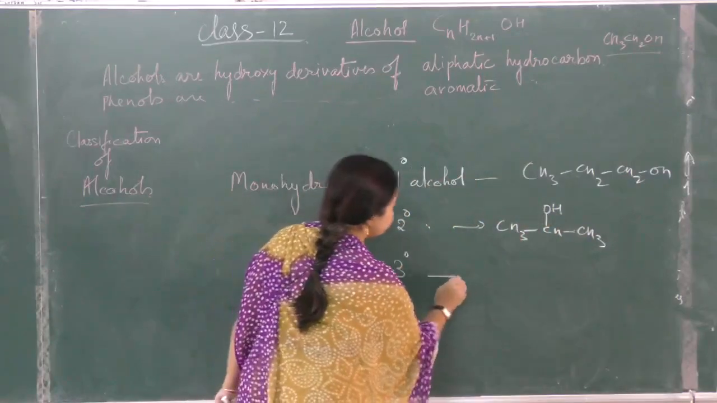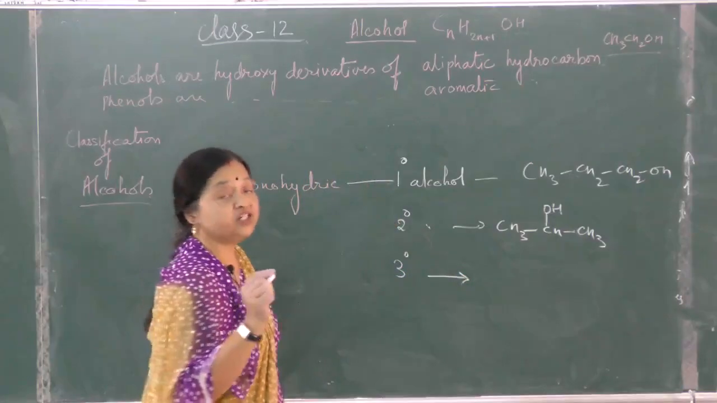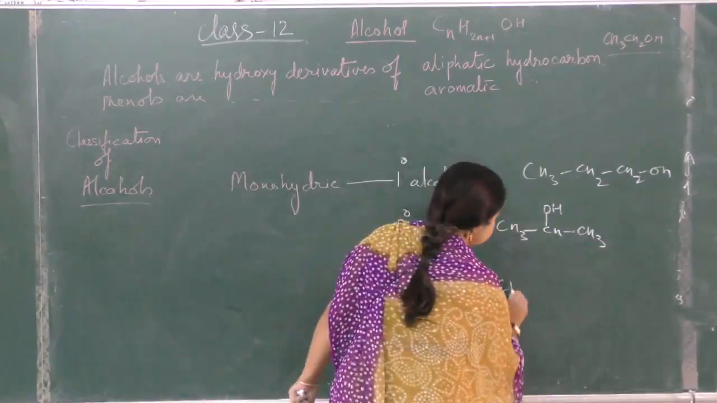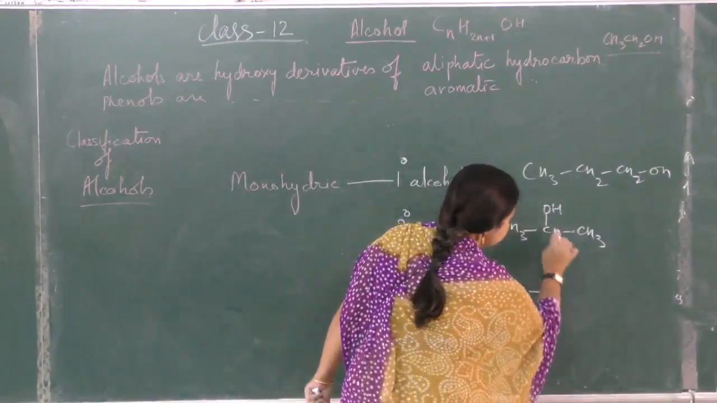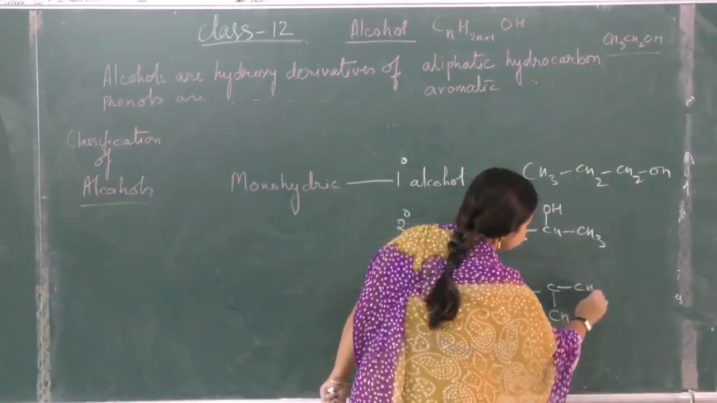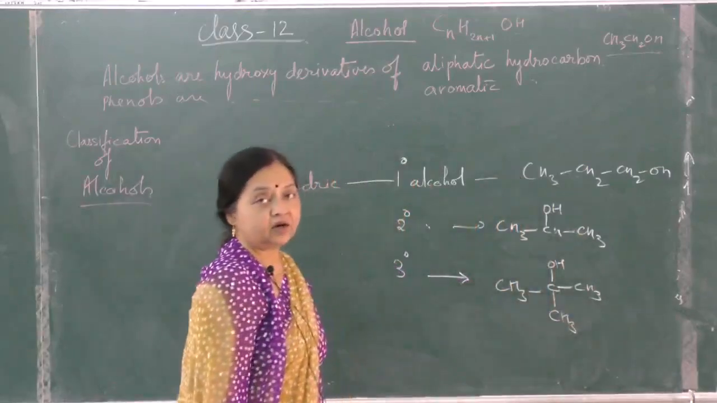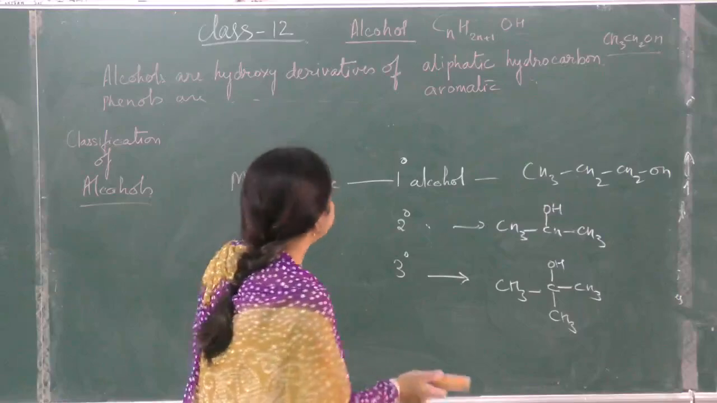Tertiary alcohol: when the OH group is attached to a carbon which is tertiary in nature, meaning that in place of the hydrogen there is also a CH3 group. So this is a tertiary alcohol. This is the classification.